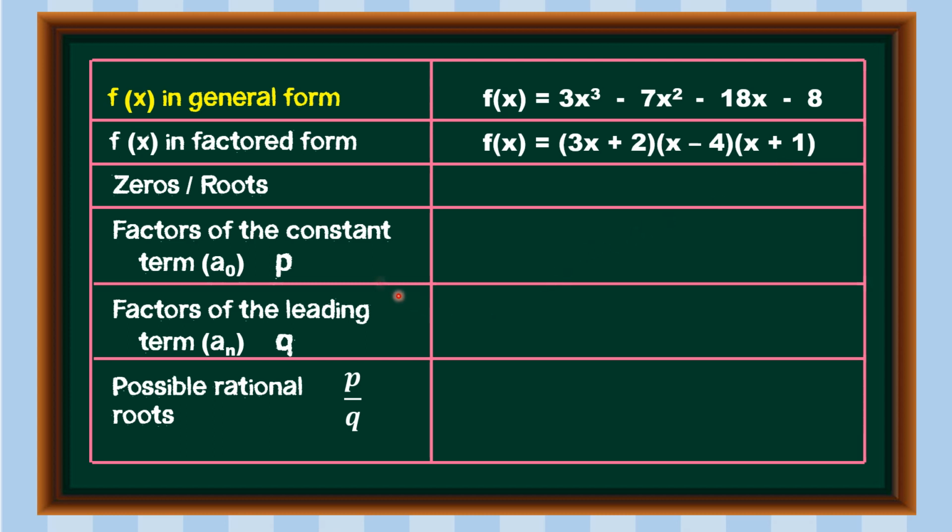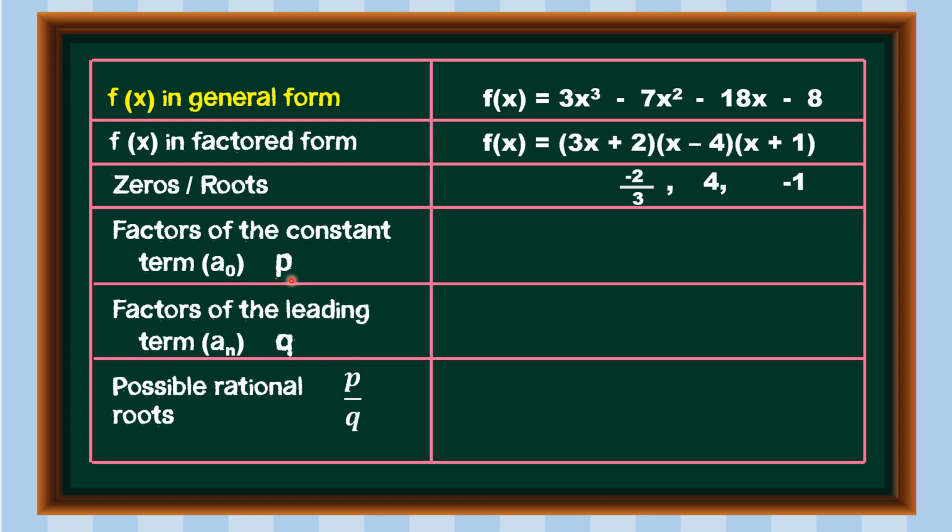Okay? Now, the zeros are, again, equate natin sa 0. So, 3x plus 2 equals 0. So, ililipat ang positive 2, magiging negative 2. And then, we divide both by 3. So, negative 2 over 3 para dito. Para naman dito, equate sa 0. So, yung negative 4 will become positive 4. And in here, x plus 1 is equal to 0, x will become negative 1.